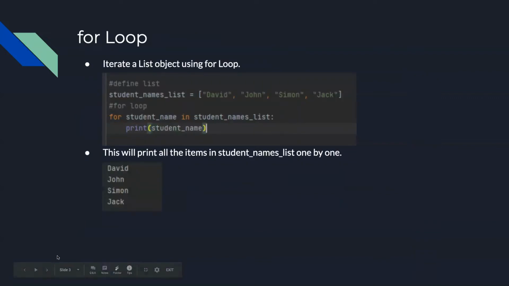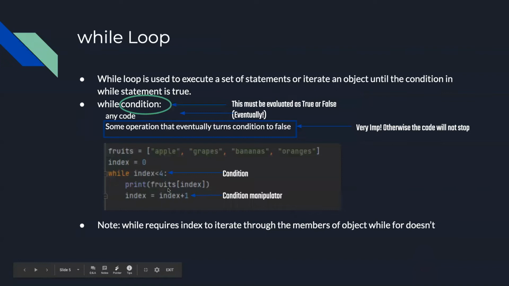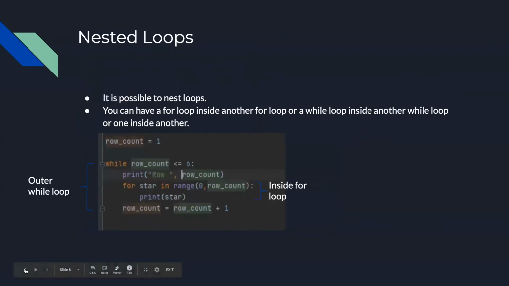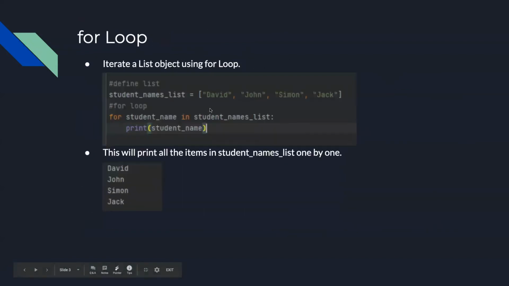Instead of David, John, Simon, Jack, this loop would print apple, grapes, bananas, oranges, all on separate lines, but we have to index our list here. We have to use our index variable to grab the value at a particular index in our list. Whereas if we go back to the for loop here, we never had to index. We're never taking the student names list and putting the bracket notation after it and referencing student names list at index 0 or anything like that. We don't need to do that to get David.